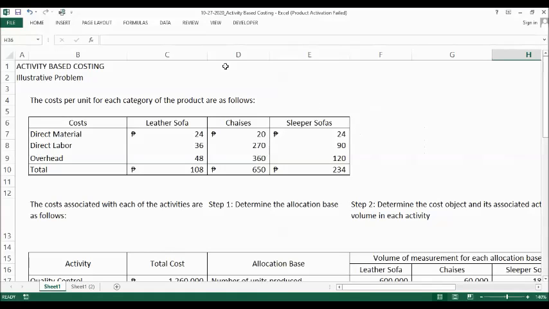Okay. So ito lang, nilipat ko lang sa Excel file. I use Excel file para mas madali tayong mag-compute. So basically, this is our given. Direct material, leather sofa. Ito yung traditional. Ito yung kanilang traditional allocation. So, total 108.